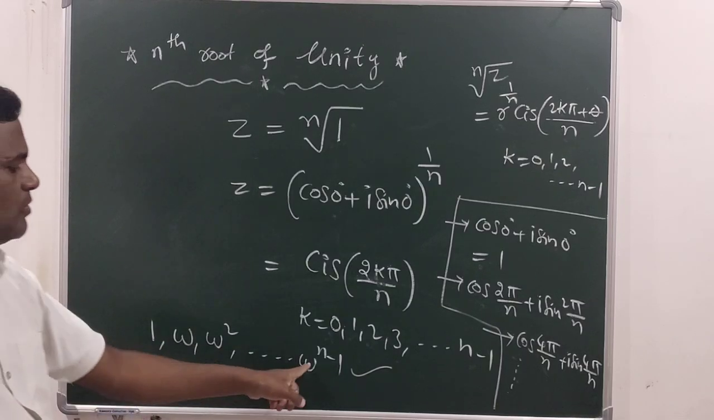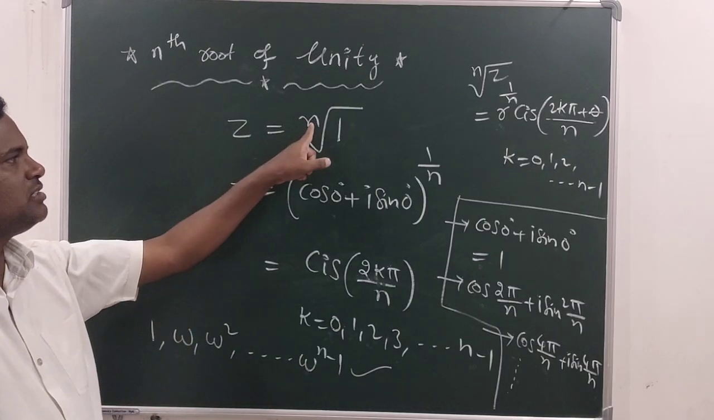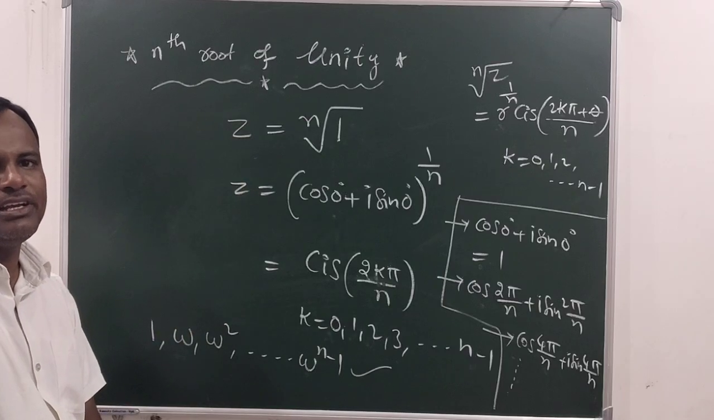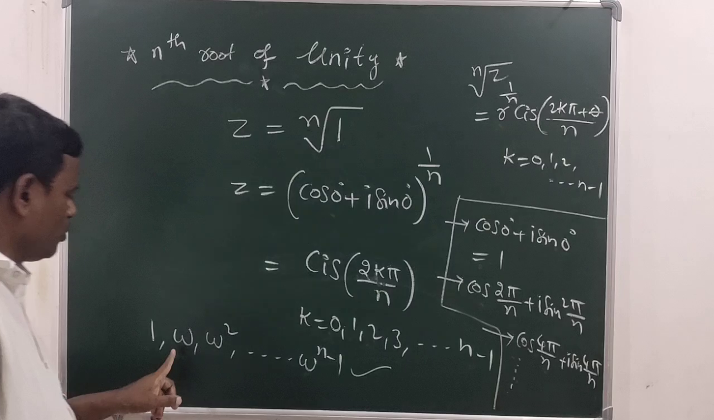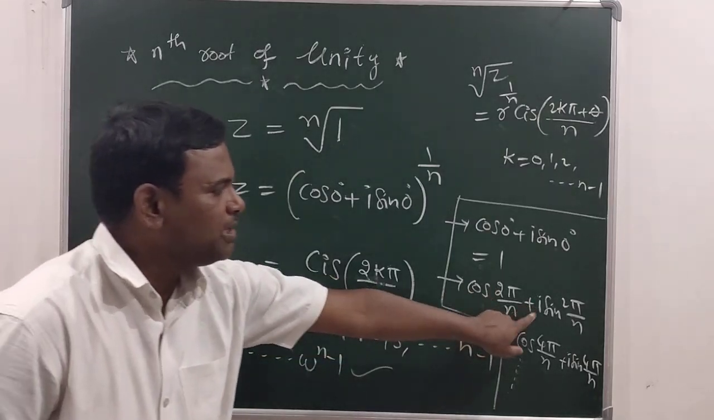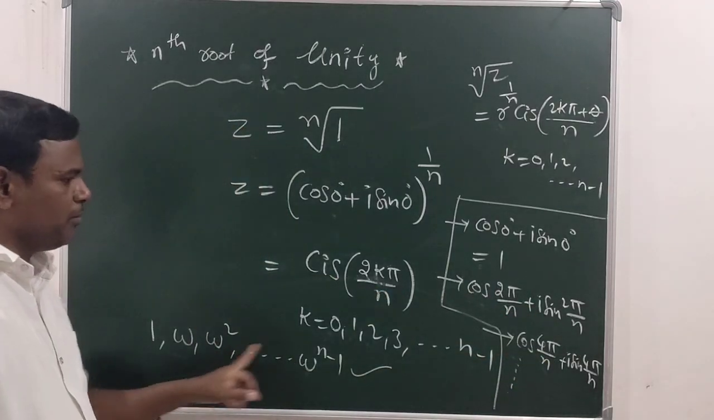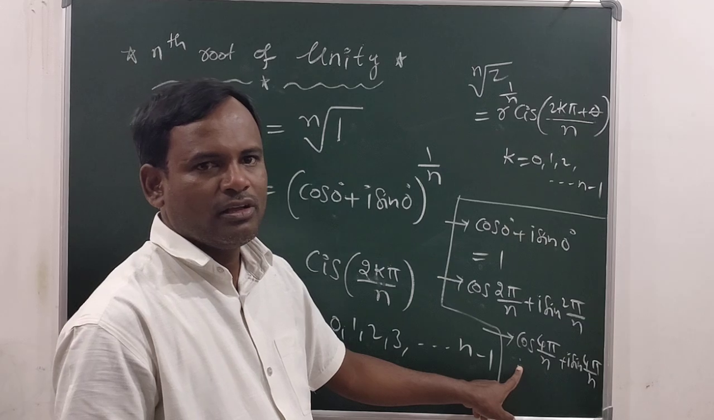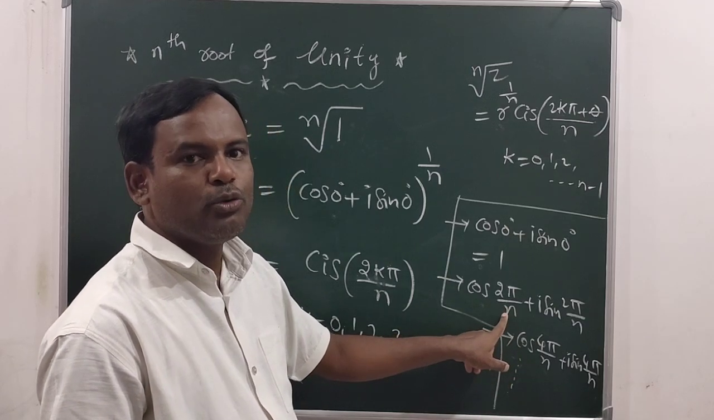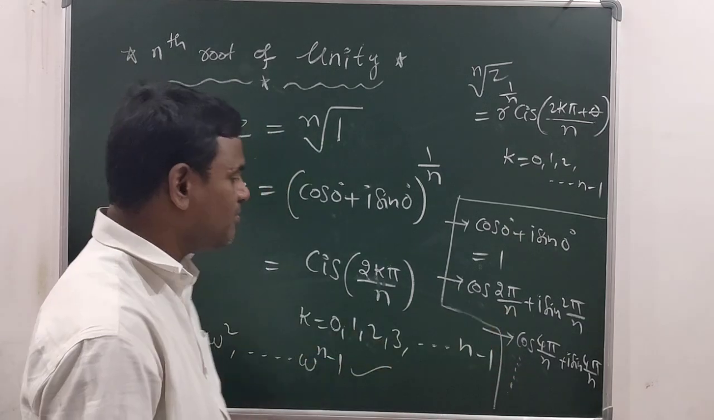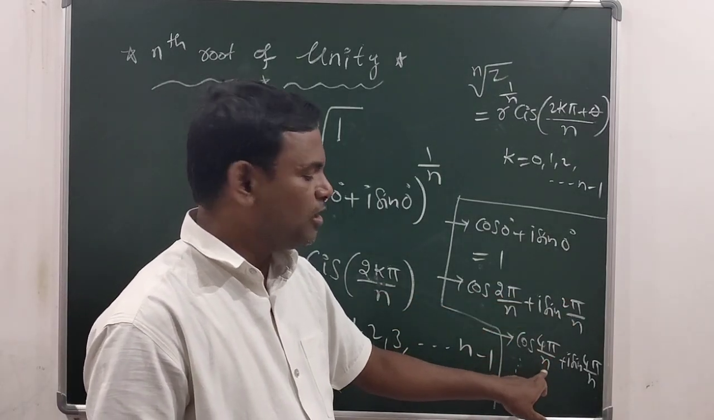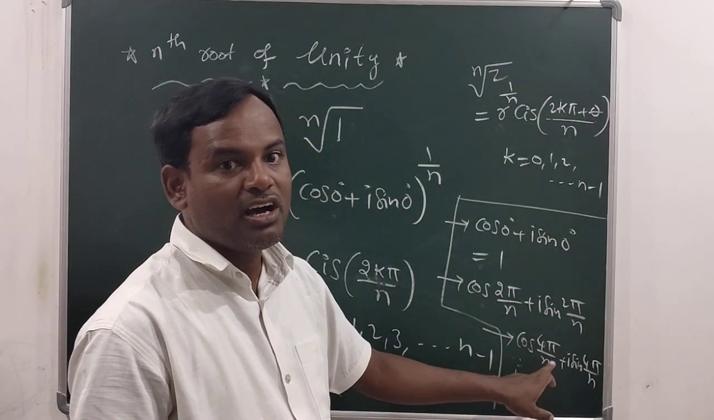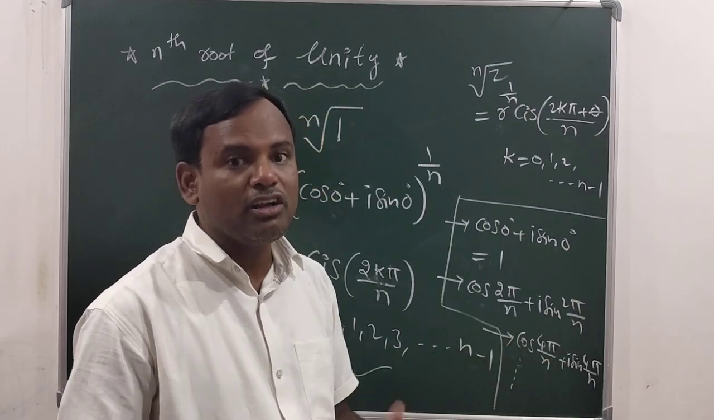Okay, these are the roots of this nth root of unity. Here 1 means 1. How it came, you have got it. So omega means here cos 2 pi by n plus i sin 2 pi by n. Omega square means this one. So this is the argument. 2 pi by n is the argument for this complex number. This is the argument. 4 pi by n is the argument for this complex number. Argument, you know.